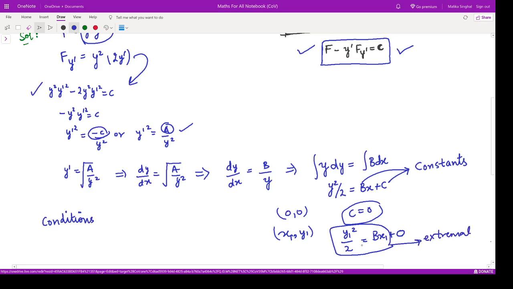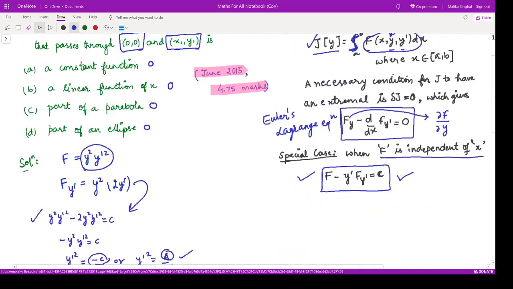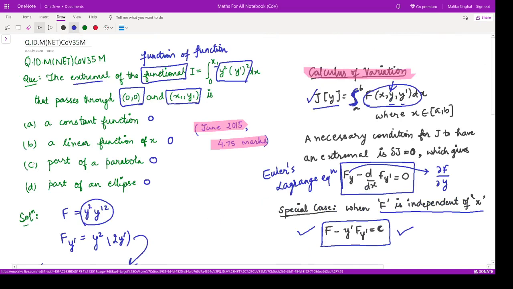Now obviously it has a form similar to the equation of a parabola, which has the form y square is equal to 4ax. So what would be the answer? The answer to this problem would be part C, that the extremal forms a part of a parabola.